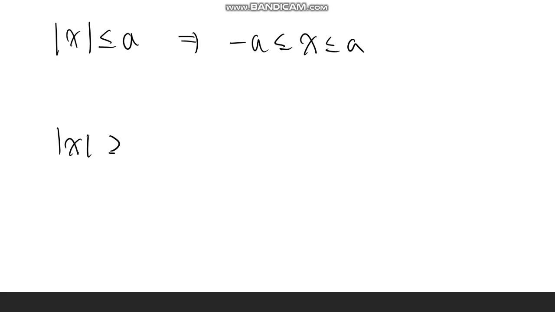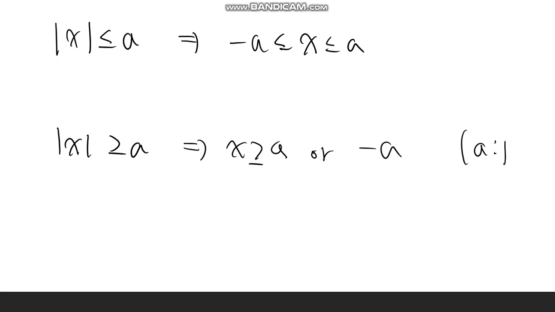So your school probably tells you to memorize this. If |x| is less than a, then -a is less than x is less than a. If |x| is greater than a, then x is greater than a, or x is less than -a. But you need to make sure in this case that a should be positive.